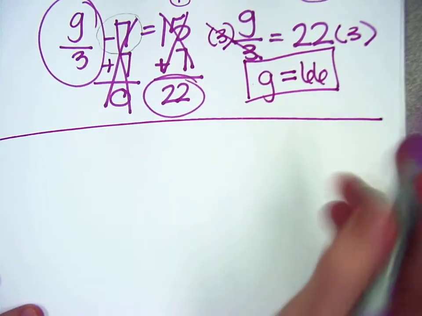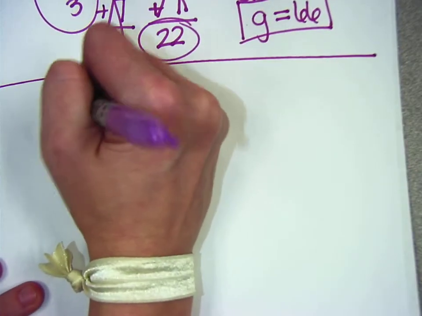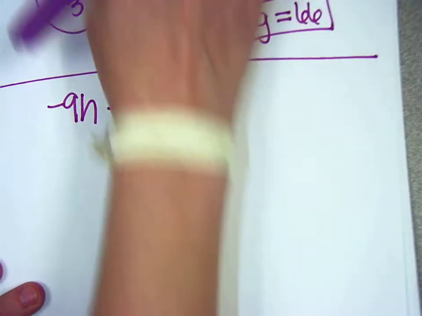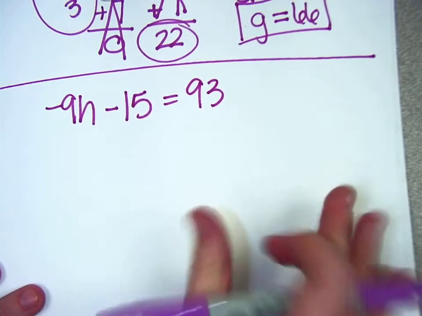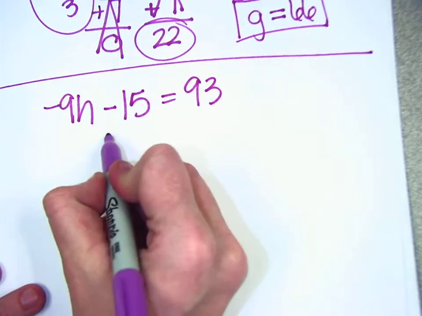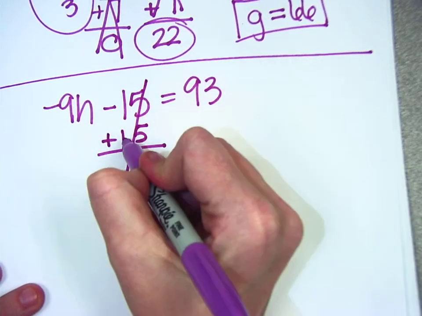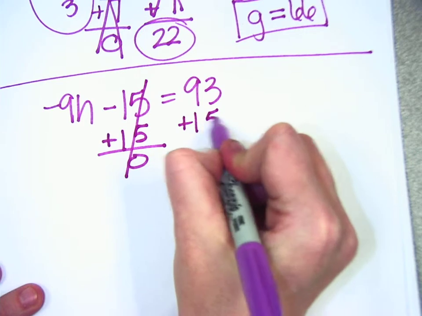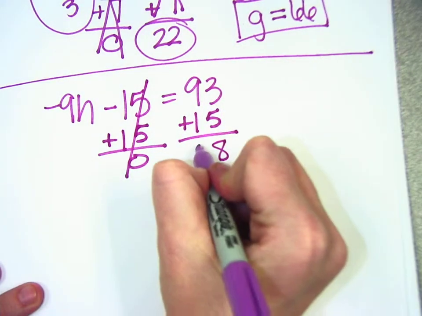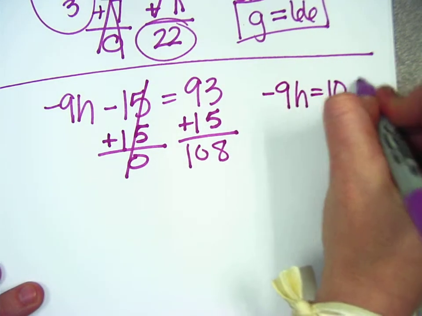So now let's look at a different problem. Let's look at negative 9h minus 15 equals 93. Okay. So again, we want to start with our addition or subtraction first. This is negative 15, so we want to add 15. That way we can cancel it out and make it 0. Since I added 15 over here, I've also got to add 15 over here. 3 plus 5 is 8. 9 plus 1 is 10. I'm going to rewrite it as negative 9h equals 108.